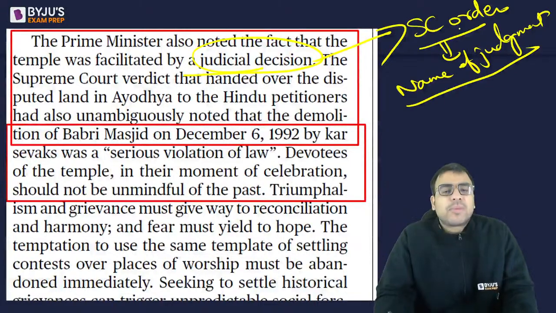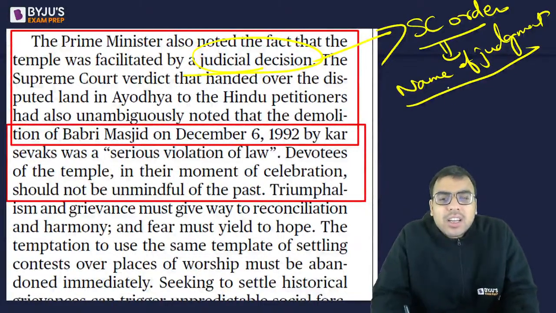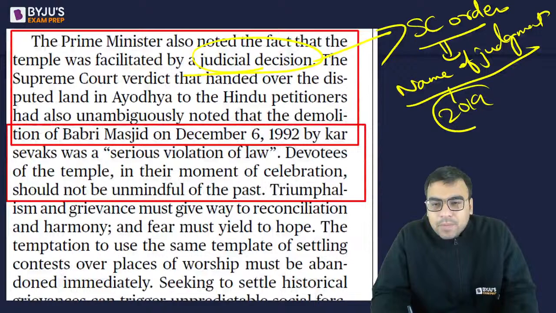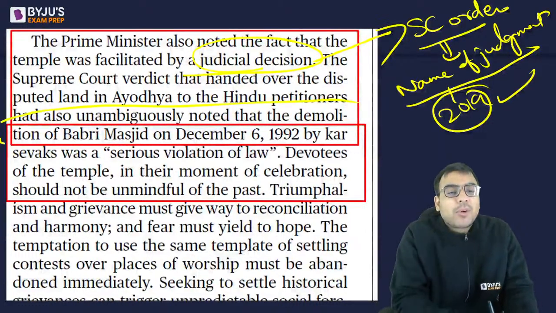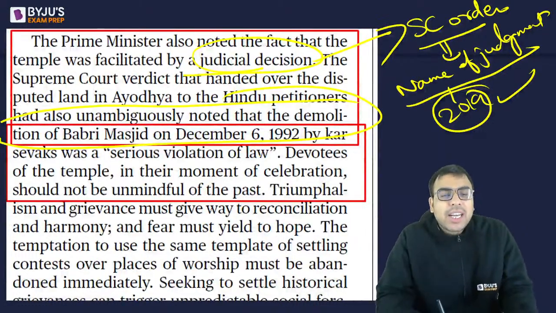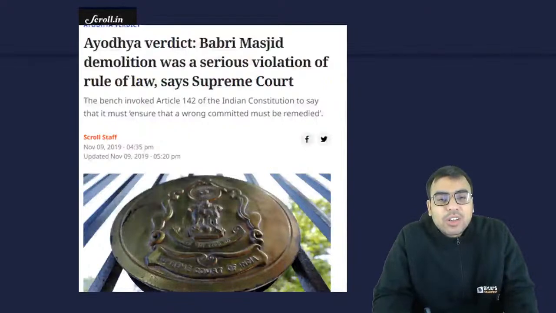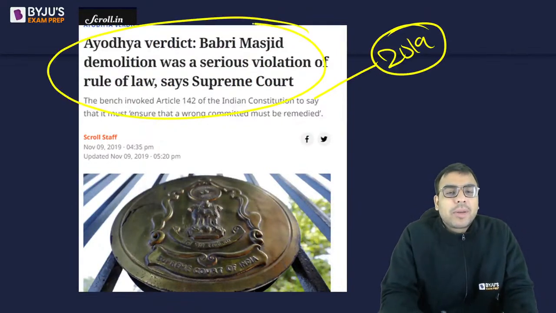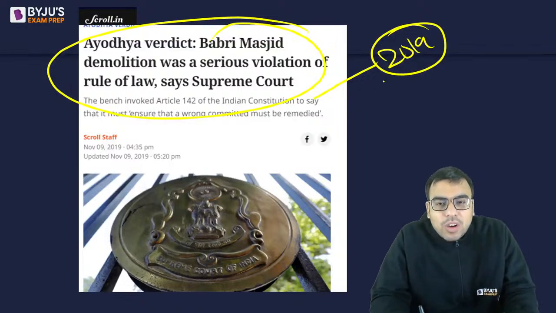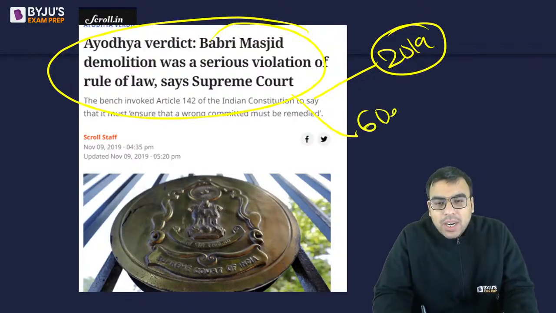The Ram Janmabhoomi Babri Masjid case, in which the judgment came in 2019. So उस judgment का नाम बताइए. I'm waiting for the answers in the comment section. It also noted that the demolition of Babri Masjid on 6 December 1992 was a serious violation of law. उसी judgment में सुप्रीम कोर्ट ने ये भी कहा था कि the demolition of Babri Masjid was a serious violation of rule of law, which happened on 6 December 1992.